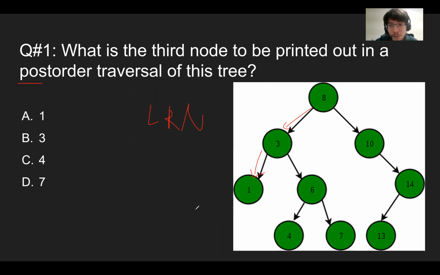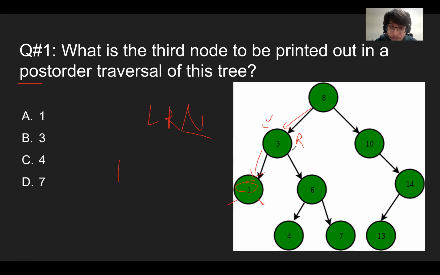At 1, we go left, we don't do anything. We go right, we don't do anything, because there's nothing there. Then we actually get to the node. So 1 is our node, and 1 is the first thing in our post-order traversal. Now we have to go back up. At 3, we've already visited left, so we're good with left. Now we need to go right.